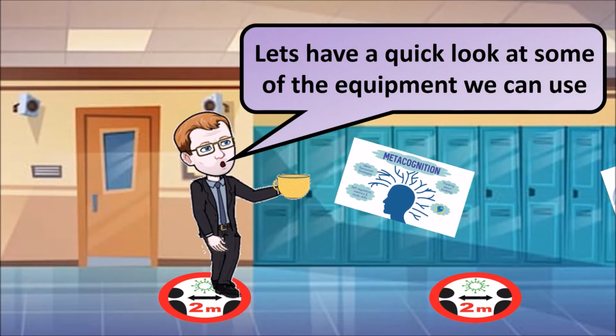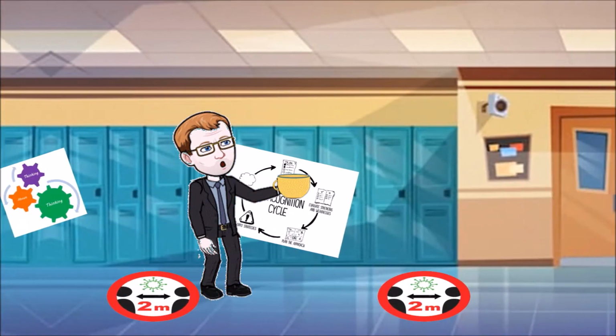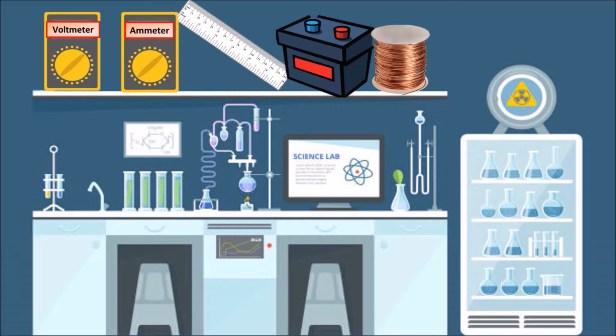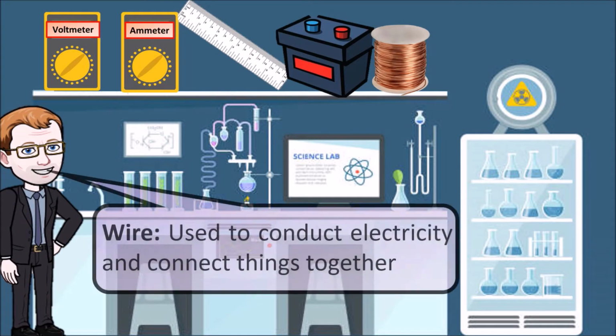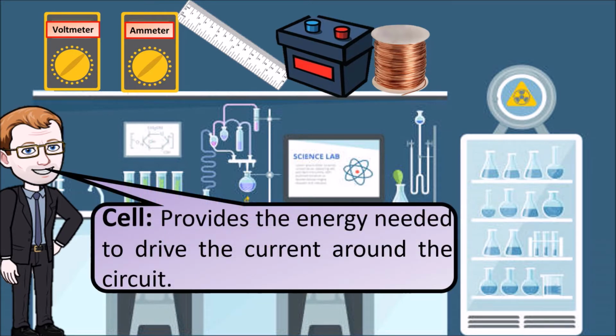So let's have a quick look at some of the equipment we can use. Wires are used to connect things together in the circuit and they conduct the electricity. The cell provides the energy needed to drive the current around the circuit. That can either be plugged into a wall socket or it can be a battery.